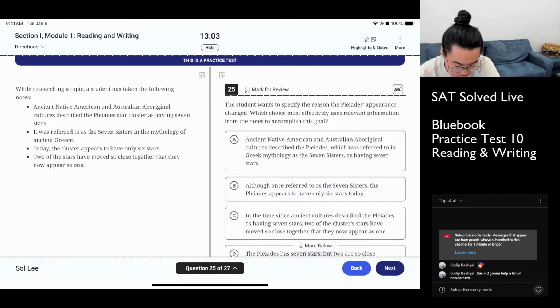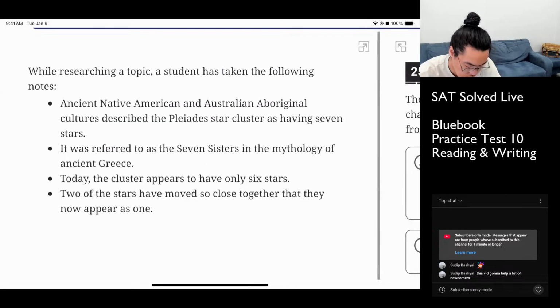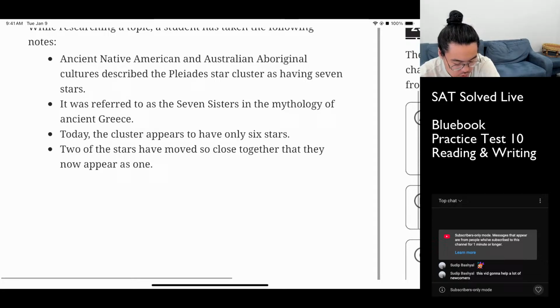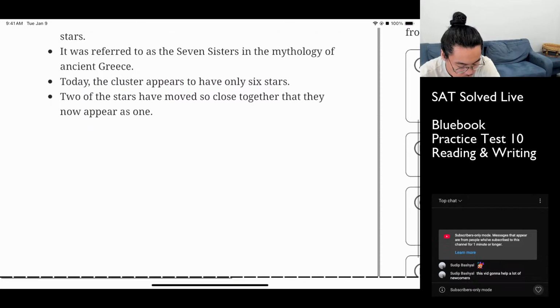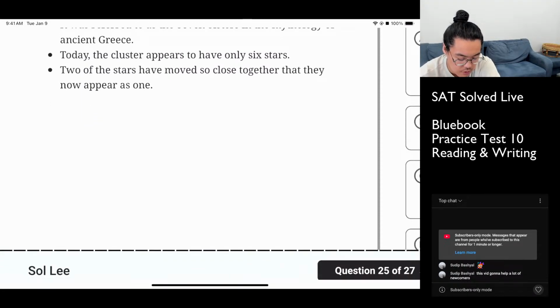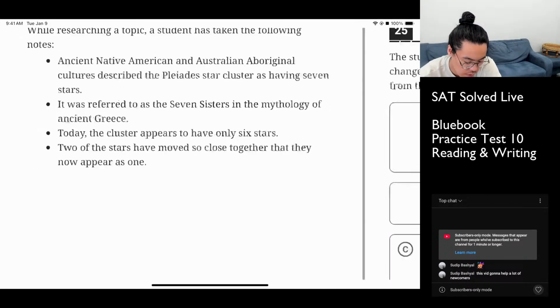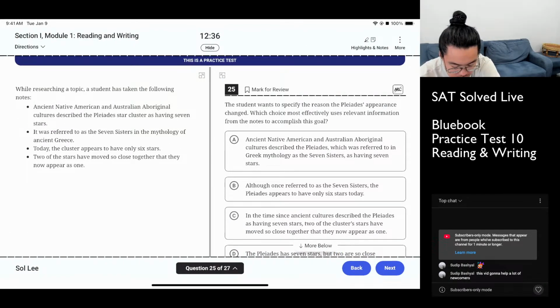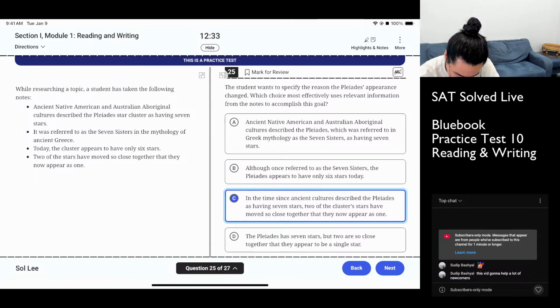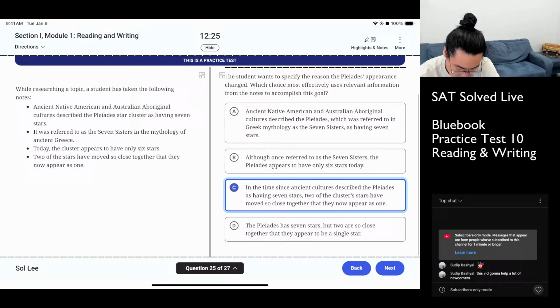All right. We're trying to find the reason that the Pleiades' appearance has changed. Pleiades star cluster, 7 stars, 7 sisters in ancient Greece. So 3 different cultures saw it as 7 things. Today, it seems to only be 6 stars. But the reason it changed is that 2 have moved very close together. They have merged together in our sight lines. So 2 have moved so close together that they now appear as 1. Yep.